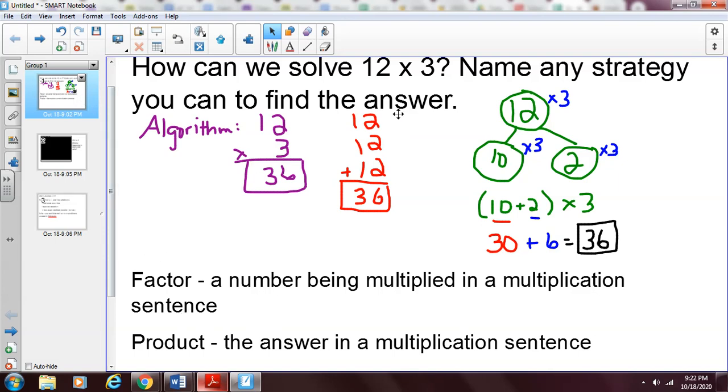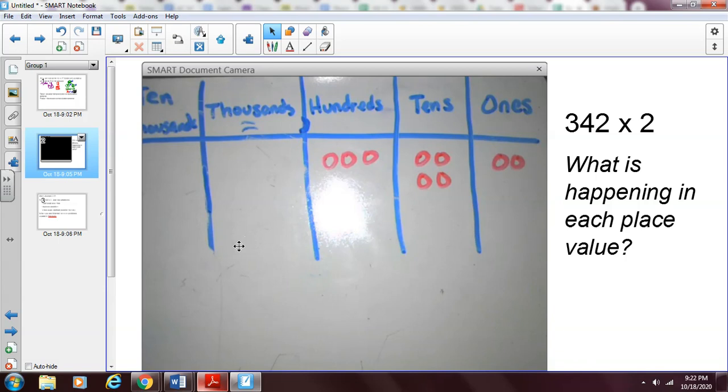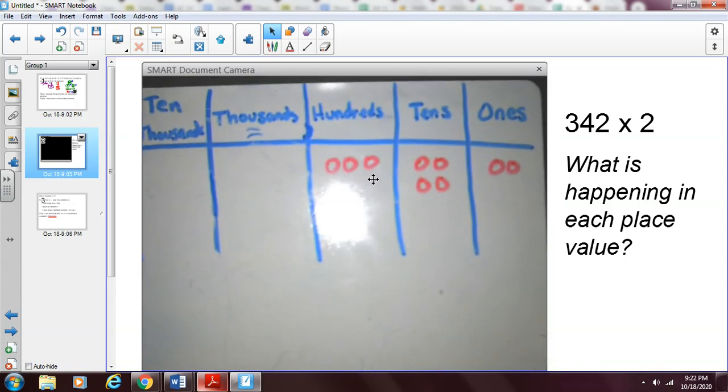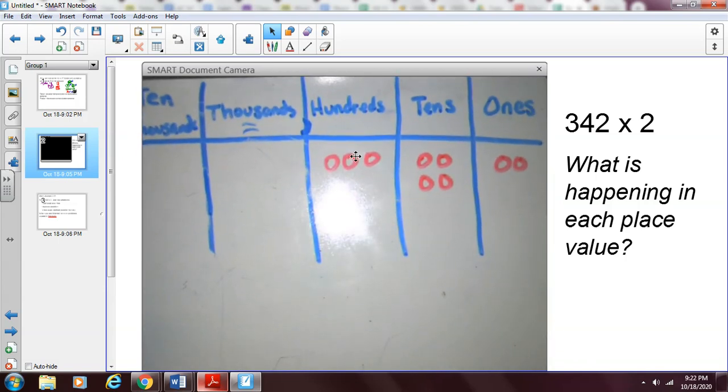So next thing, now that we've talked about 12 times 3, I want us to take a look at this place value chart of this number here. And we see that the number is 342. It has 3 in the hundreds place, 4 in the tens place, 2 in the ones place. And I want to model, using this place value chart, 342 times 2. So in order to model that, I have to show 342 2 times, right?